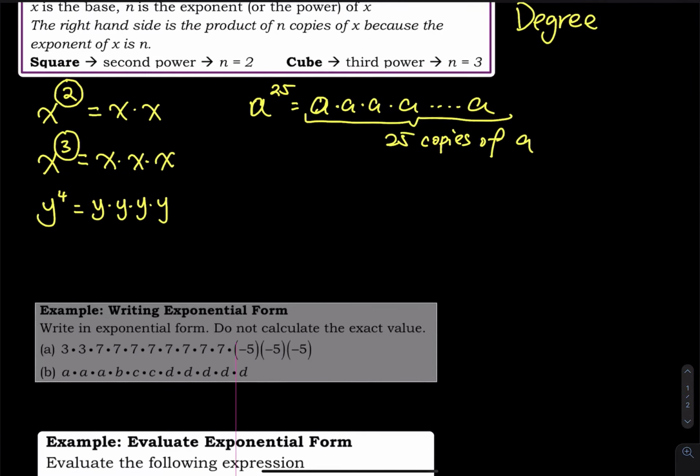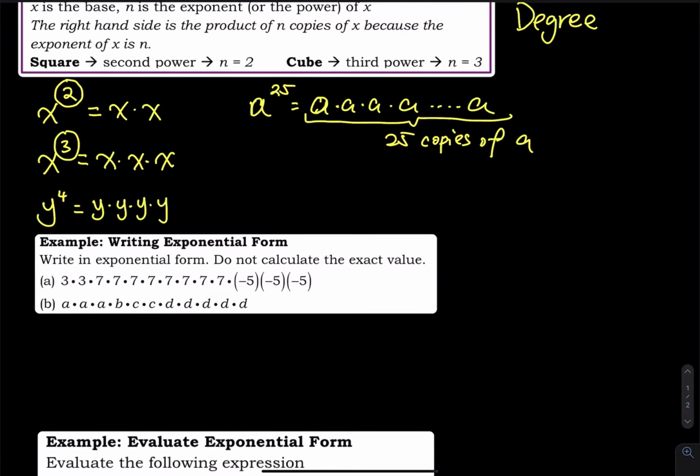Writing exponential form. Let's put this problem up. Write in the exponential form. Do not calculate the exact value. So all you have to do is count the number of copies. For 3, how many copies do we have? We have 2. So we have 3 to the second power, and then for 7 we have 1, 2, 3, 4, 5, 6, 7, 8.